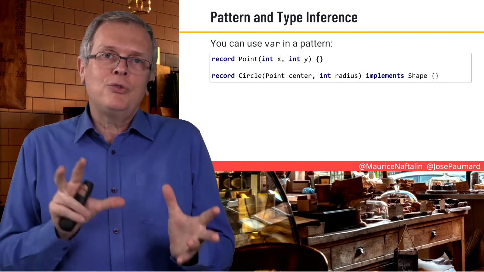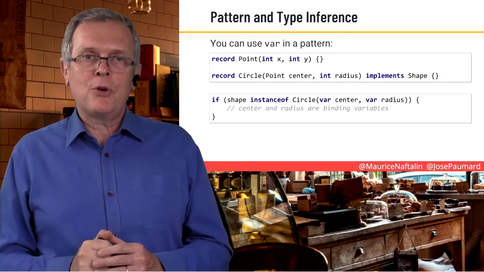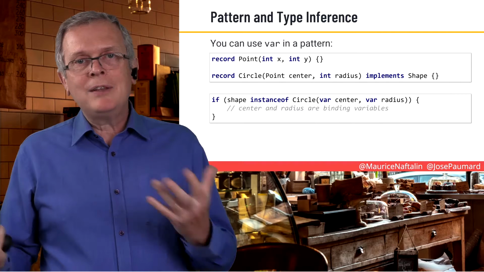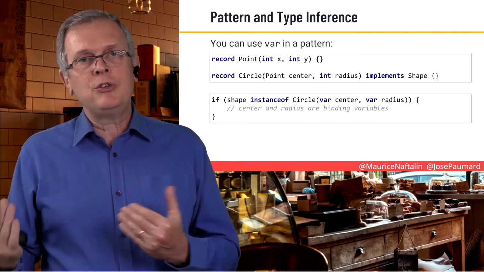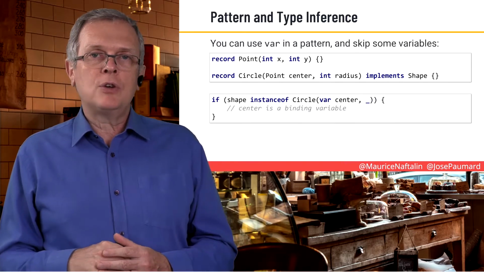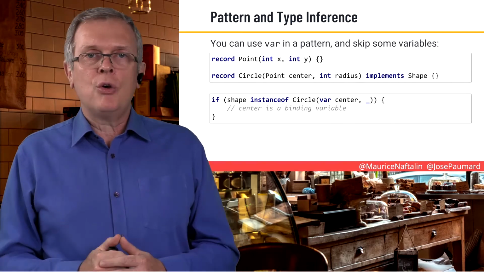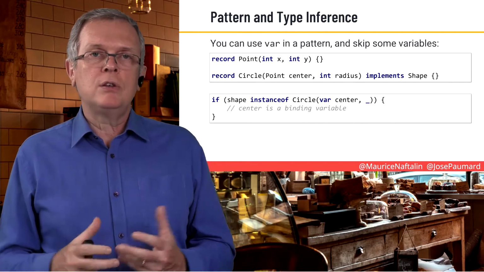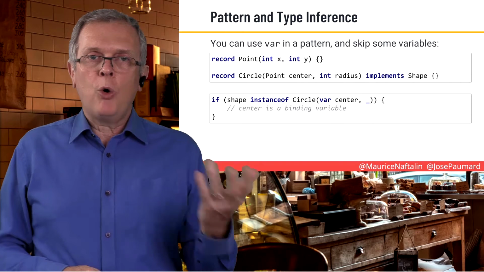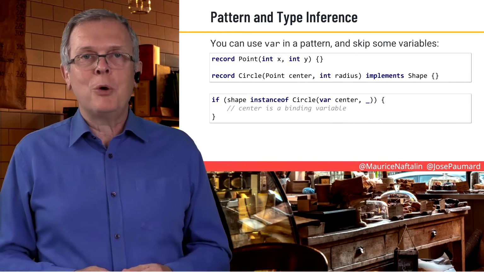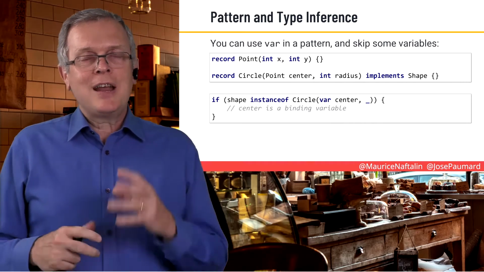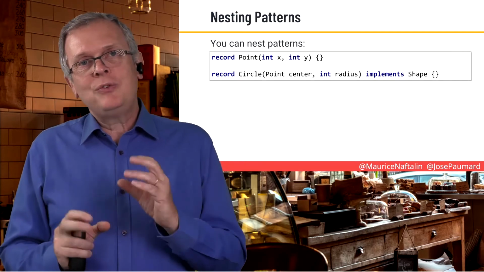So for instance, you can use var to avoid the typing of complex type. If you do not plan to use a binding variable, you can use the underscore to tell that to the compiler, and then this variable will not be created, and it will not be bound. All these are in the plans, so hopefully we'll have that one day. You can also nest patterns, which is very useful.